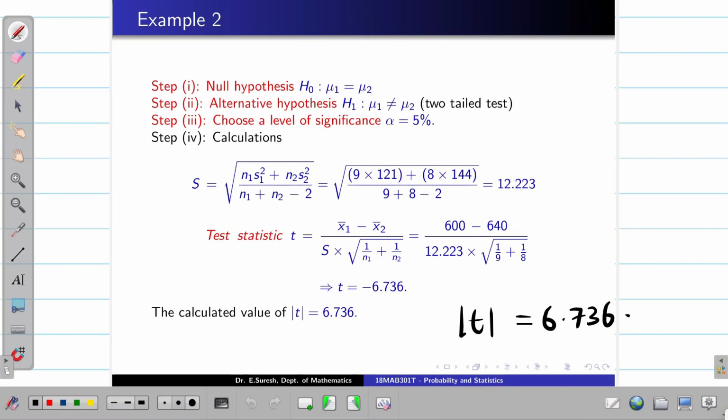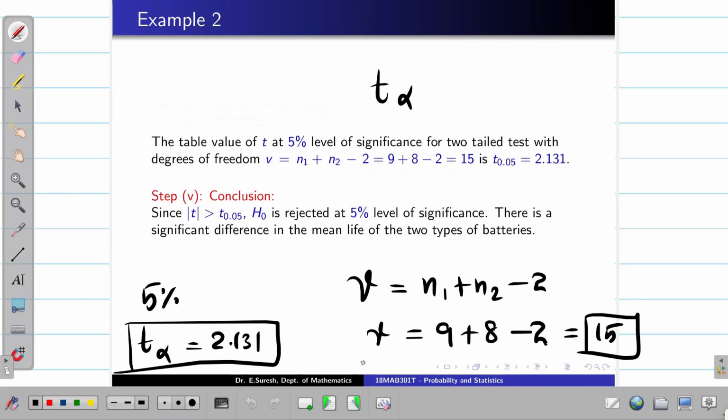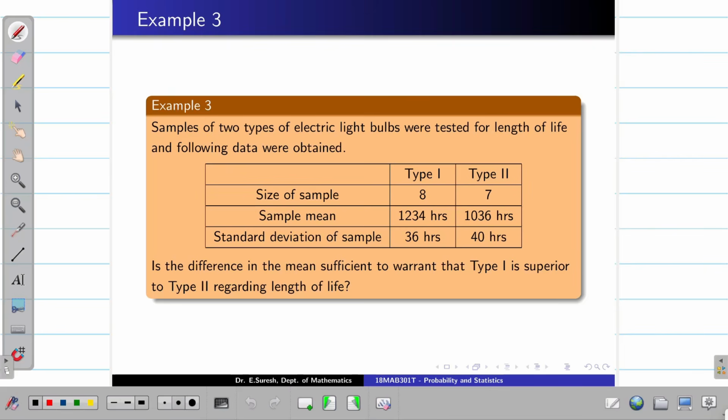Now we can compare our table value with the calculated value. My calculated value is 6.736 and table value is 2.131. So modulus of t is greater than t alpha. So H naught is rejected. Understand, students? And one more problem for your reference.